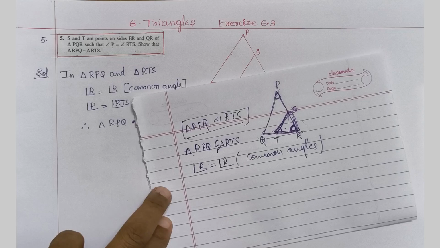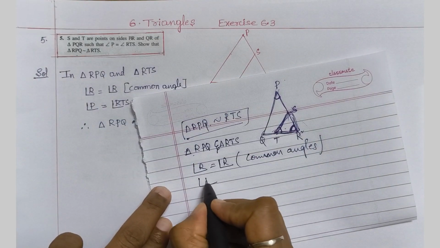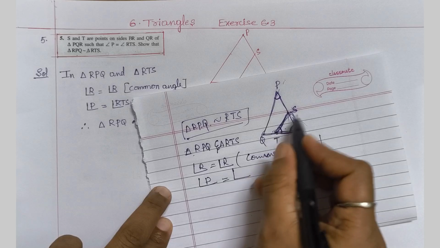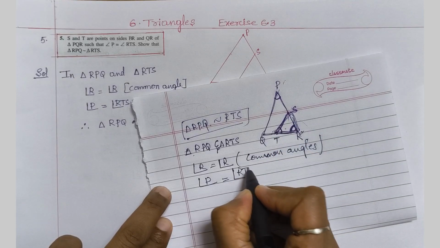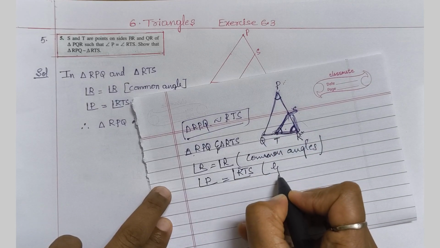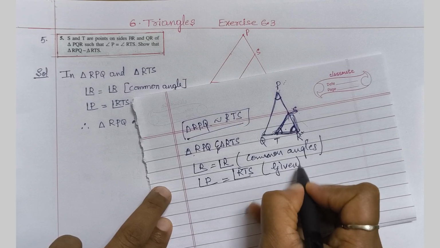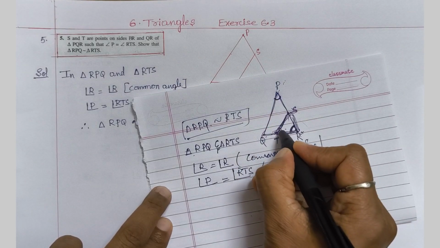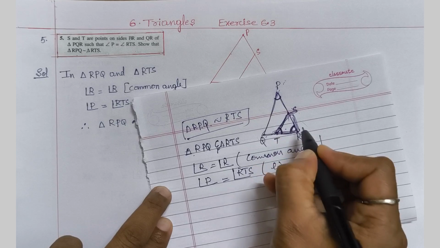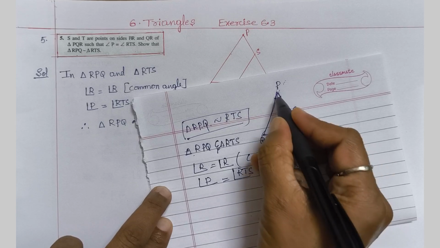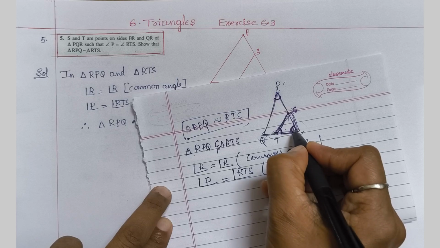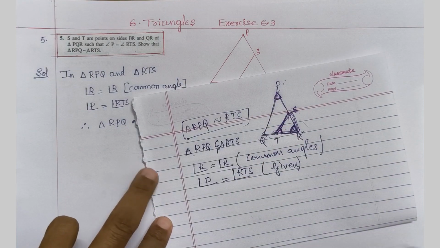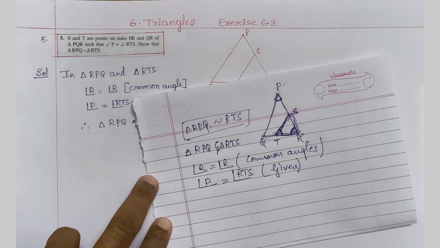Next, what is given in the question? Angle P equal to angle RTS. This is given in the question. So angle P is equal to angle T. See here, in this triangle, this angle is equal to this angle, the common angle, and this angle is equal to this angle. If two angles are equal, automatically the third angle is equal.